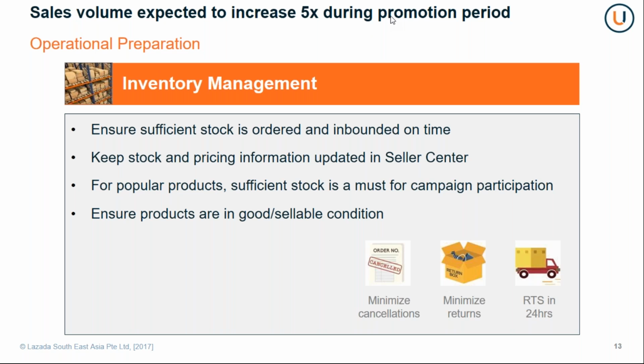As I've stated before, sales volume is expected to increase 5 times during the promotion period. So for now, we're going to be discussing the tips that you can execute in order to prepare better for the campaigns. First, for inventory management. Ensure that you have sufficient stock ready, ordered, and inbounded on time. Keep the stocks and pricing information updated on your seller center. For your popular products or best-selling items, sufficient stock is a must for campaign participation. You should also ensure products are in good or sellable condition.